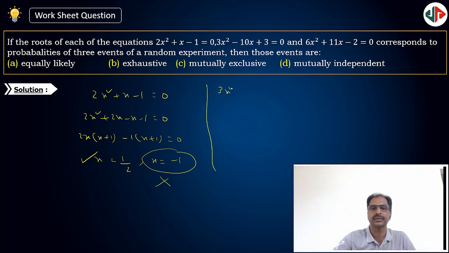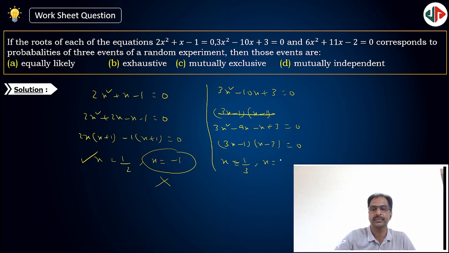Next, 3x square minus 10x plus 3 is equal to 0. If you write factors, you'll get 3x minus 1 into x minus 1, sorry, 3x square minus 9x minus x plus 3. From this, you get x is equal to 1 by 3, x is equal to 3. Probability can never be more than 1. So this is wrong. This is correct.